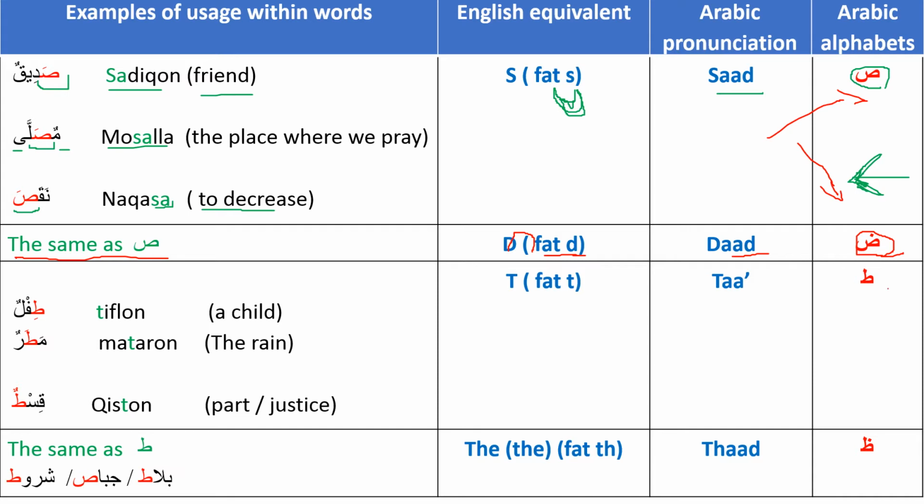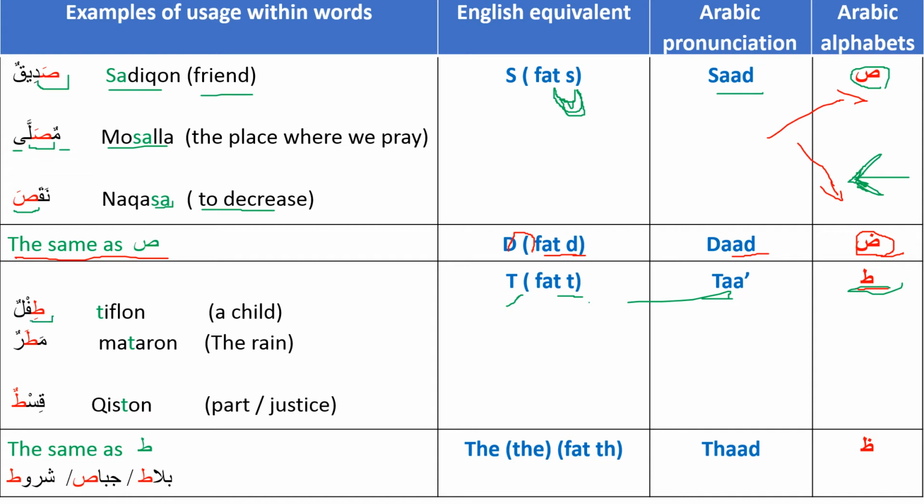Now let's move to the letter here, this one, Ta. If you see in English, we have just T, but it is fat T. These letters are all fat versions of the English alphabet. So we say Ta, not Ta. No, it's not T. It's Ta. Nice.